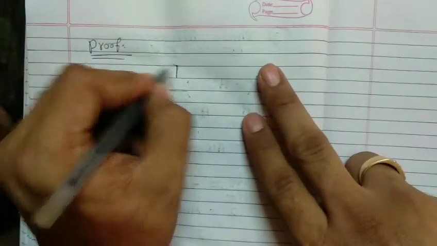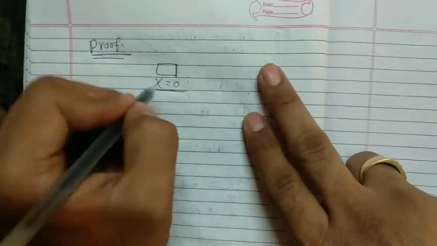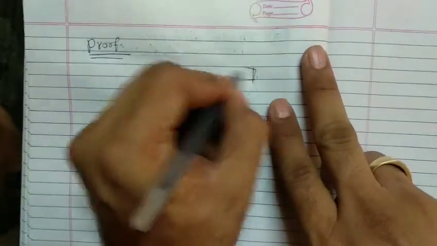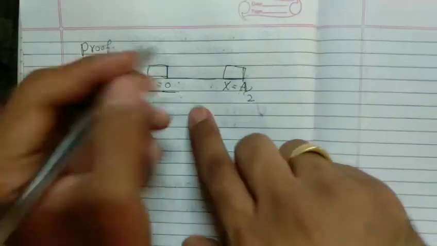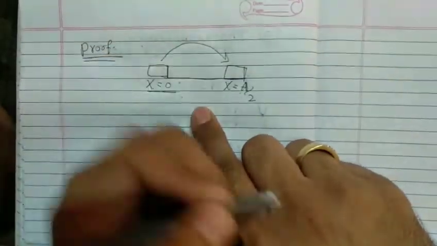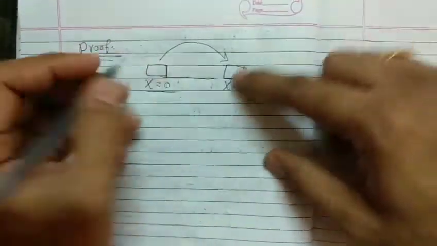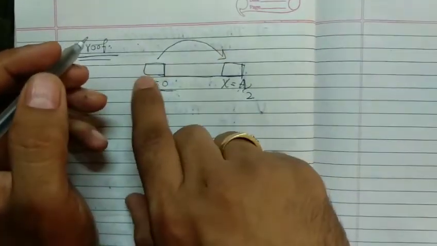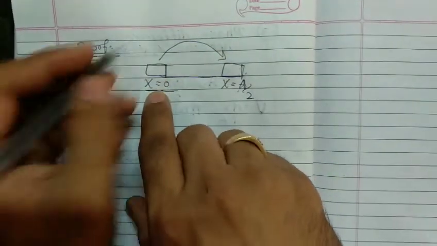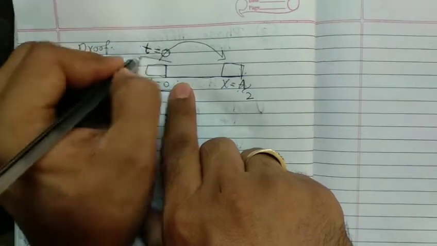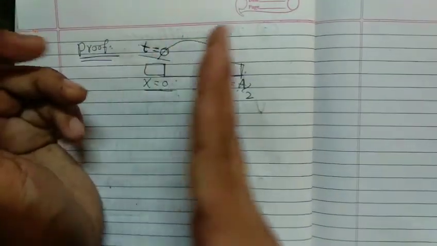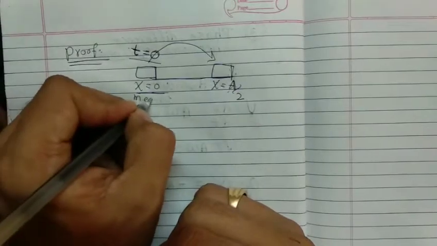See, the body is at x equal to 0, and from x equal to 0 the body is going to this place, x equal to a by 2, and we have to find this time, right? We have to prove that it is T upon 12. So what to do? It's a very simple thing. Suppose when the body is at x equal to 0, from there time is starting, here t equal to 0. As soon as the body leaves the mean position, the time counting will start. That means the time started from the mean position.